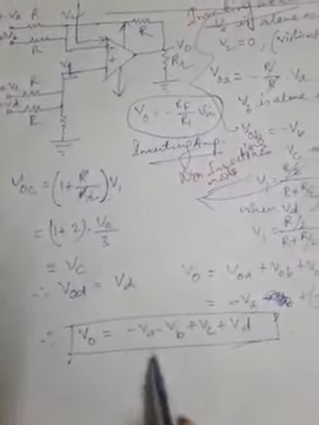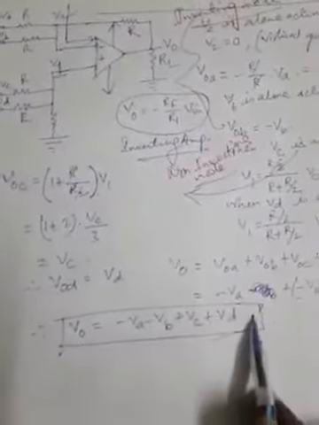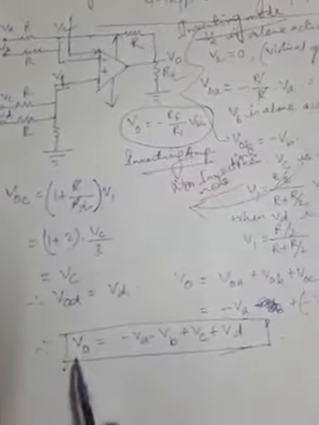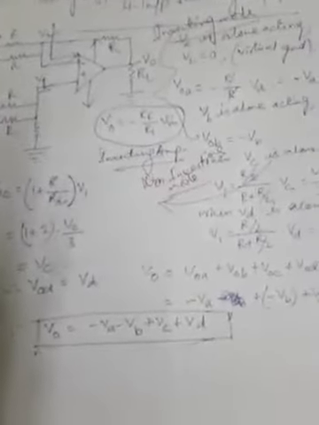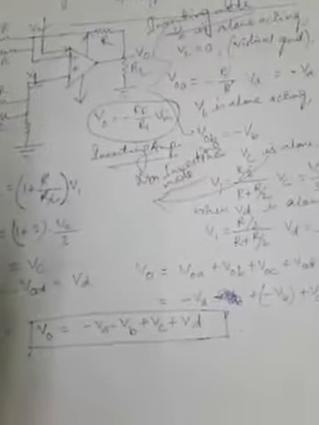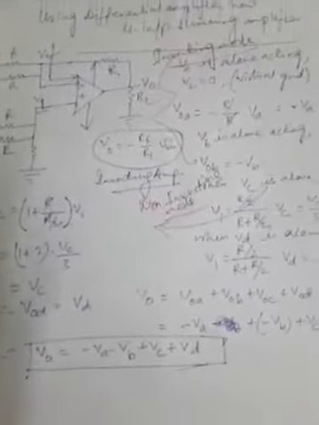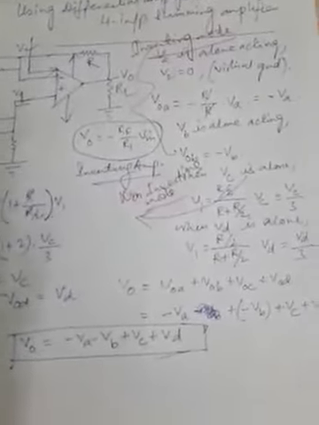So this algebraic addition will give us the total input of this particular 4 input summing amplifier. This is the example, this is the explanation of how we can say that using differential amplifier configuration a 4 input summing amplifier can be formed.